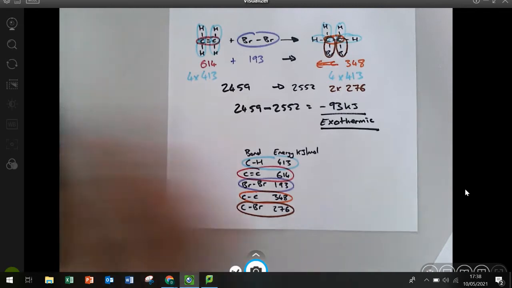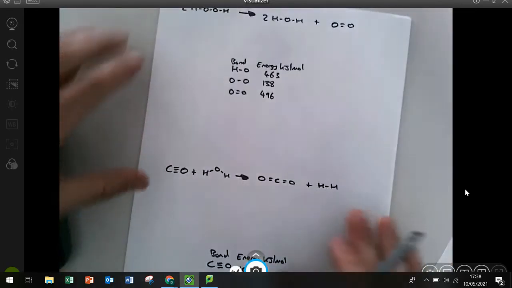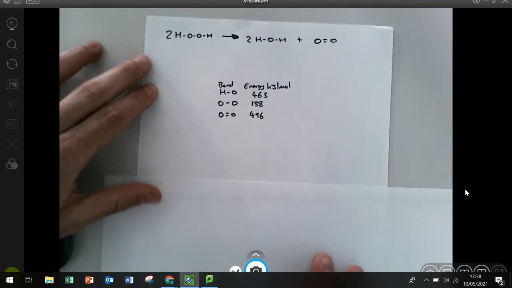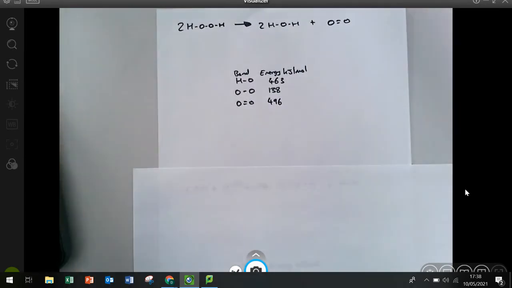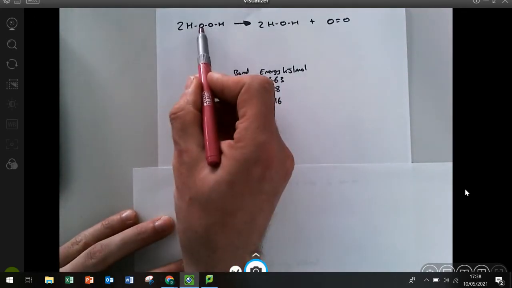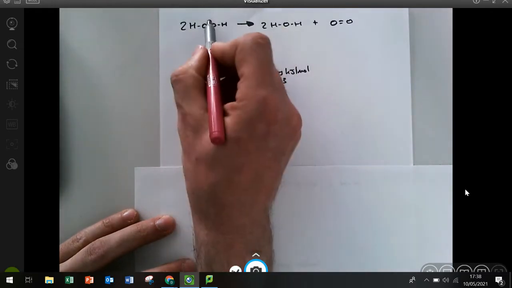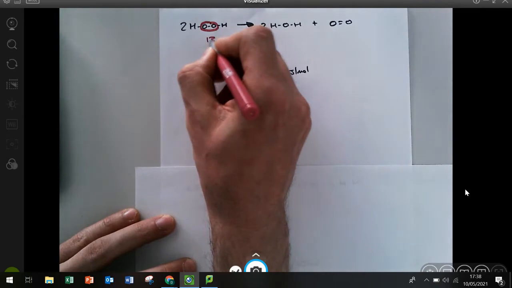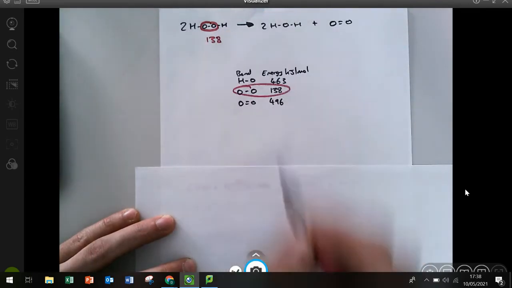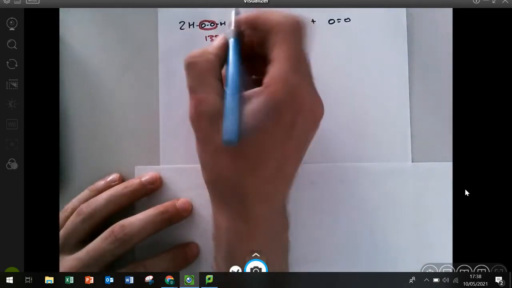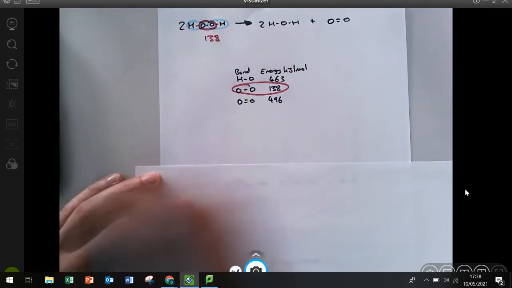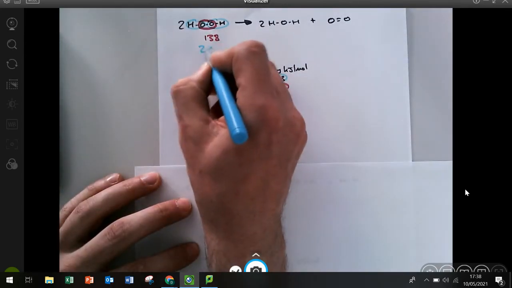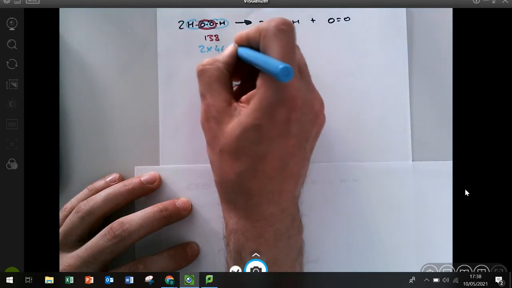Okay, hopefully you're getting the hang of this now. I will put 2 more examples up and we'll work through them together. So pause the video now and try this question. So we've got a few things going on here. Let's start with the OO. We've got 138. And then we've got OH, OH. So we've got 2 times 463.